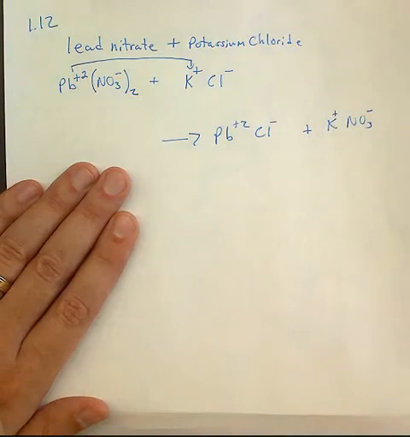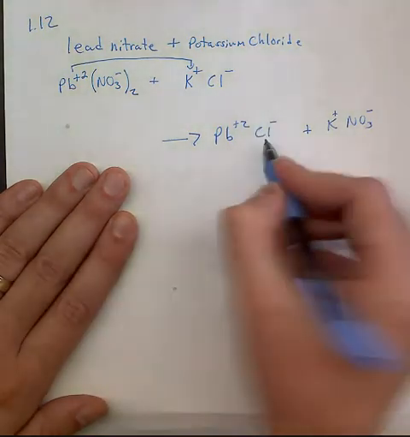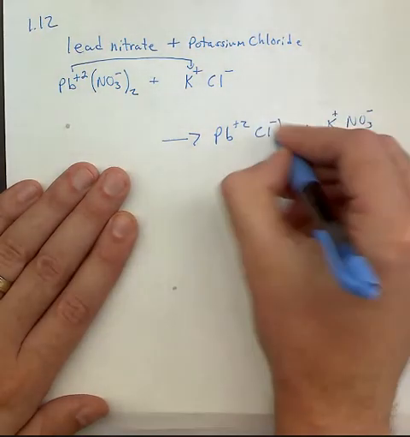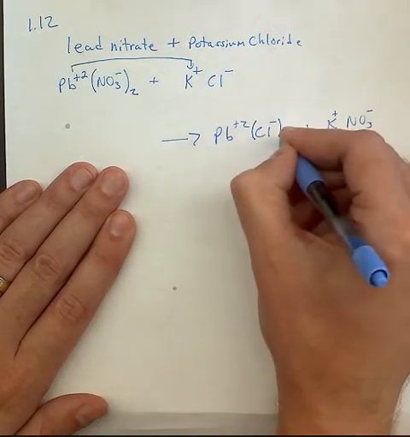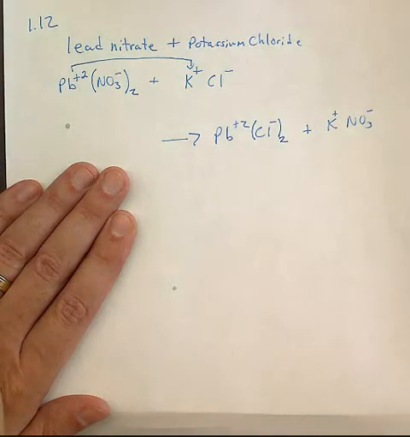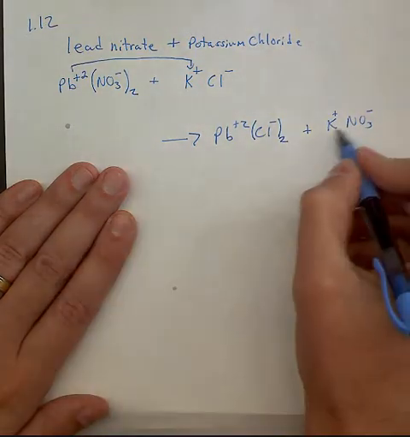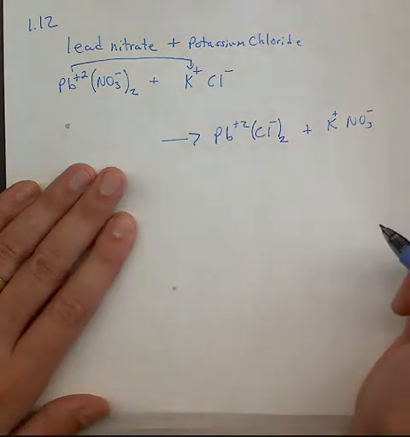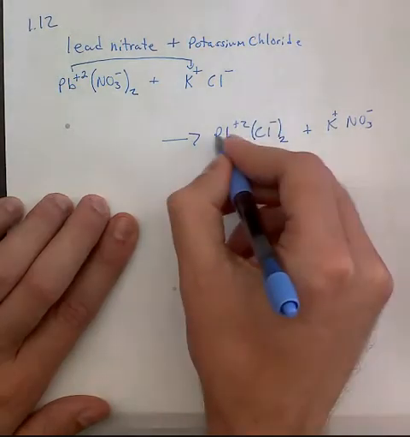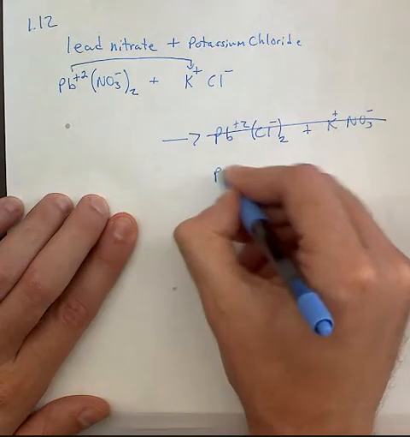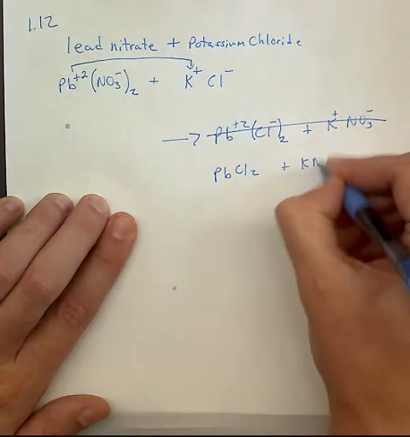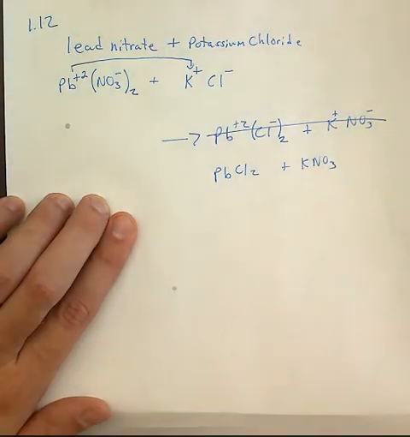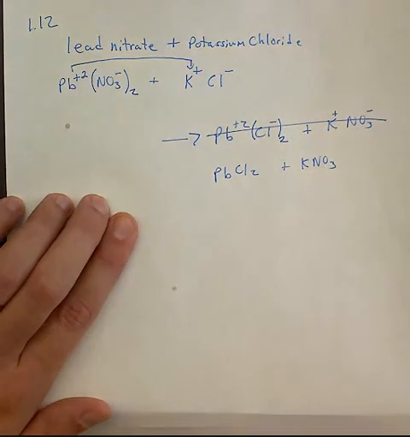Okay, now notice in this new form I do have to put parentheses around the chlorine too. Okay, I actually don't. You don't have to. If you want to, you can. And it makes it PbCl2, and this is KNO3. Okay, so here's our completed formula. I'm going to clean this up a little bit, make it look a little bit prettier. PbCl2 plus KNO3.